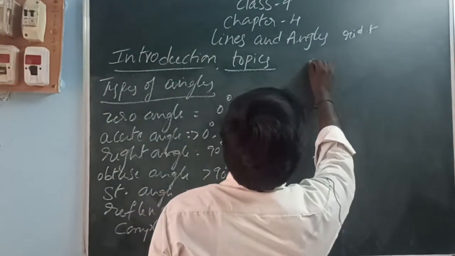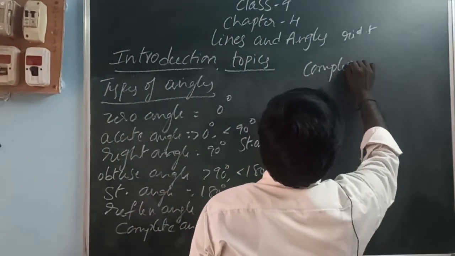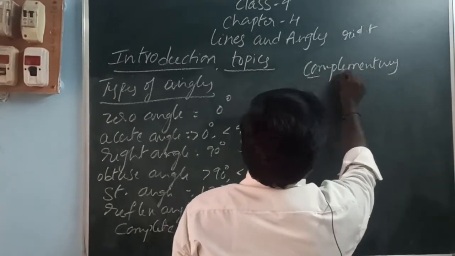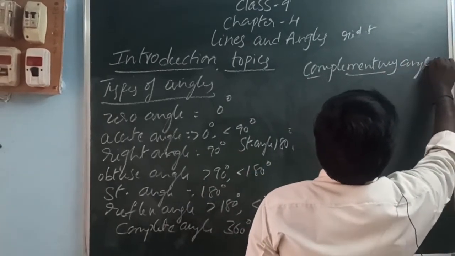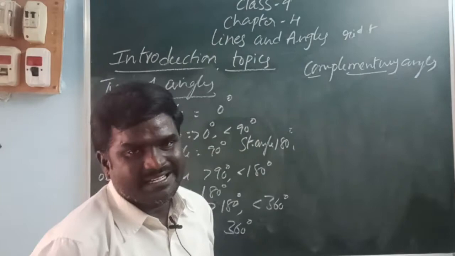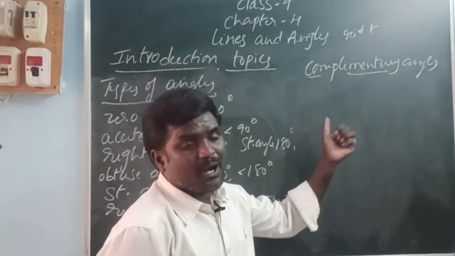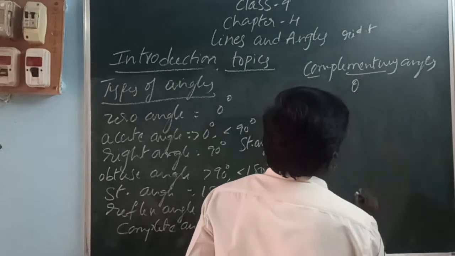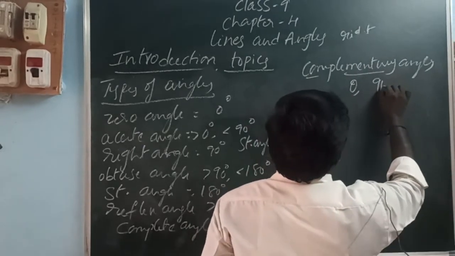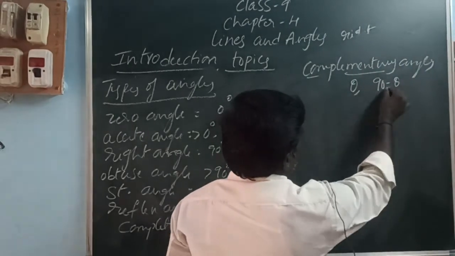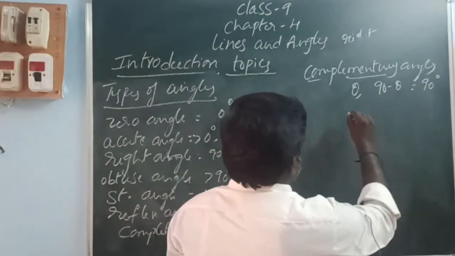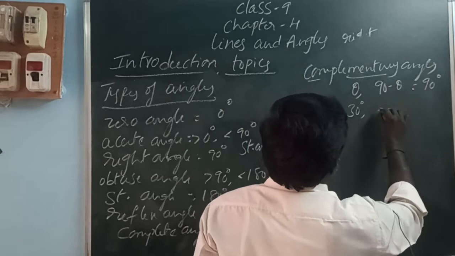So complementary angle means the sum of any two angles is 90 degrees. Those angles are called complementary angles. For example, let us take theta as one angle. Its complementary angle is 90 minus theta. When you add these two angles, how much do you get? 90 degrees. Another example, 30, its complementary angle is 60.